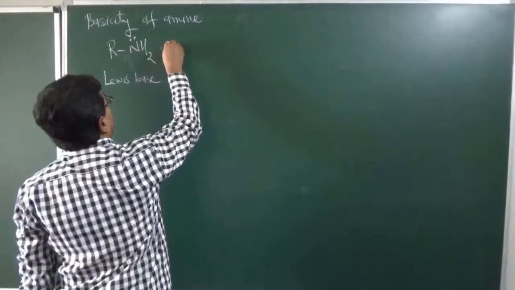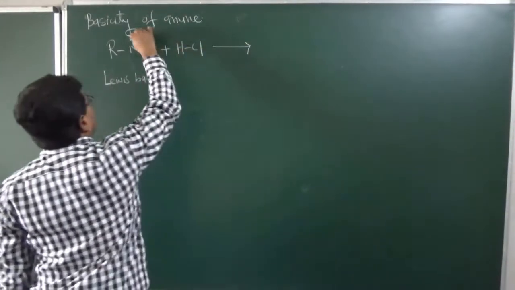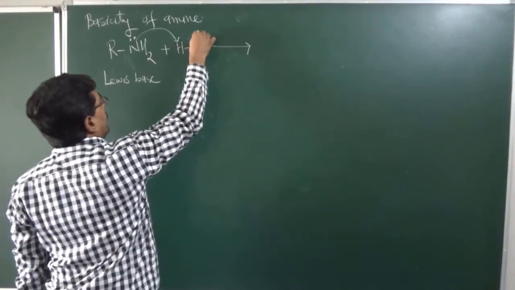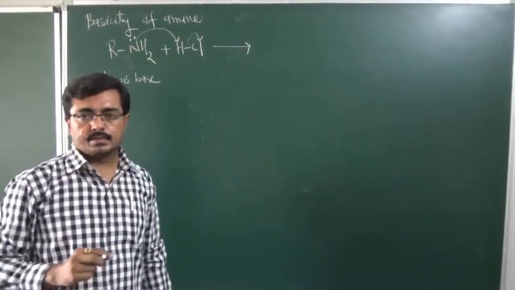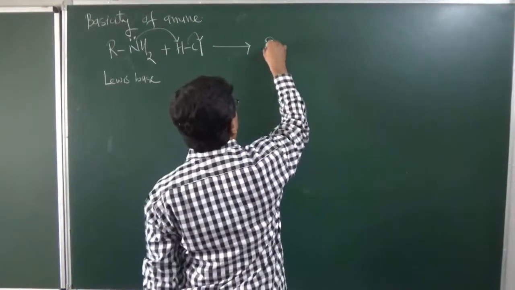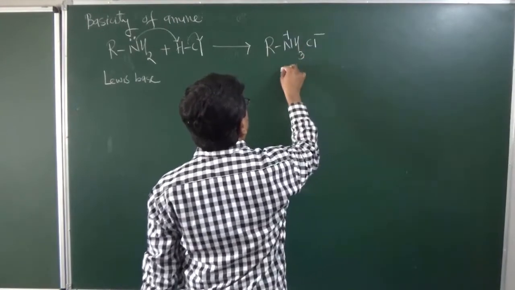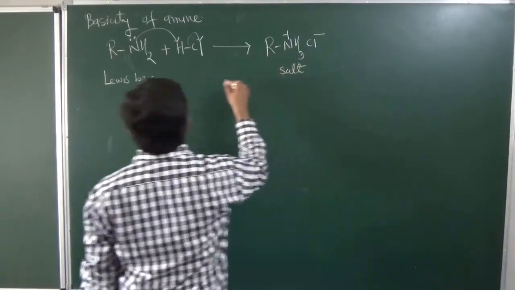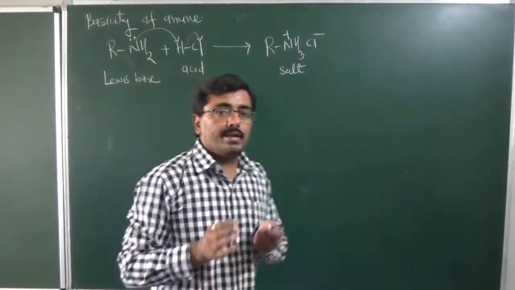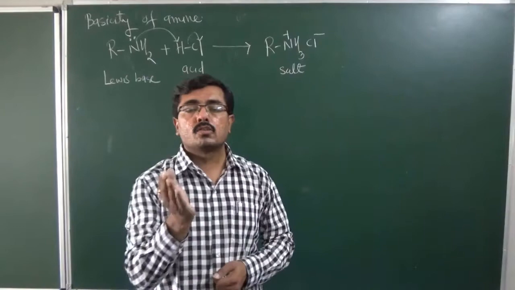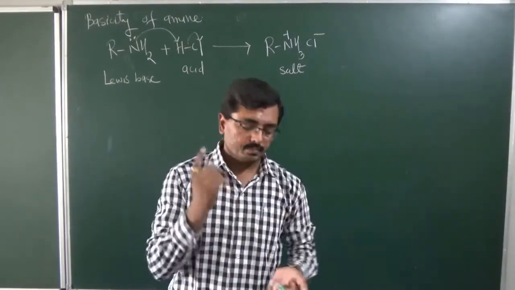Now suppose an amine is allowed to react with an acid, hydrochloric acid. The nitrogen of the amine gives its electron pair to the H plus ion of the acid. As a result we get the salt RNH3 plus and Cl minus. Salt formation occurs when a base reacts with an acid. So when an amine reacts with an acid it gives a salt, therefore we can say that amine compounds are basic in nature.